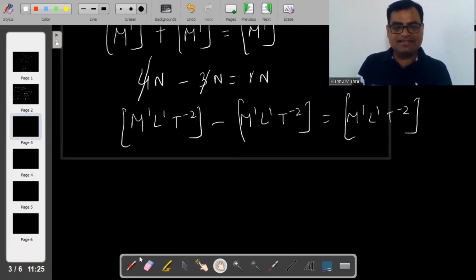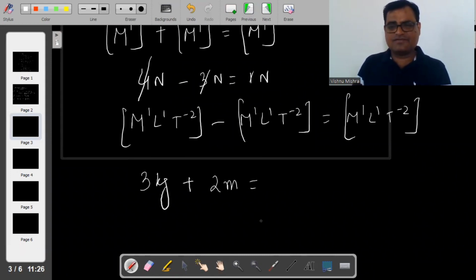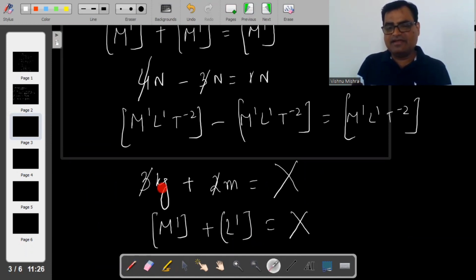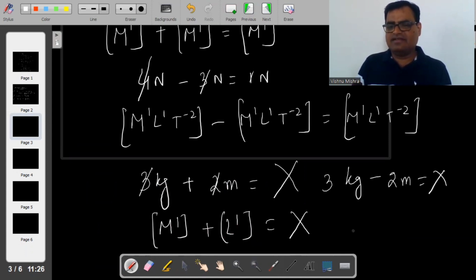Now, if I say 3 kg plus 2 meter, if I say add these two, can you add these two? No, you cannot add these two. Why? Because the units are different here. Similarly, if you write the dimension, kg dimension is M^1 and meter dimension is L^1. So different dimensions cannot be added. As different units cannot be added, different dimensions cannot be added. They also cannot be subtracted. If you say 3 kg minus 2 meter, they cannot be subtracted. Therefore, different dimensions also cannot be subtracted.